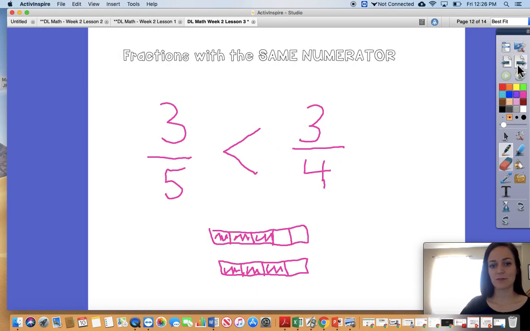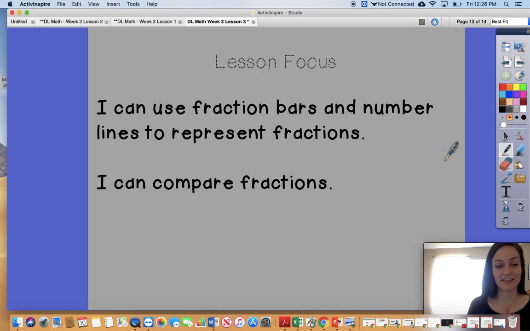Okay, friends, I'm not going to make this lesson any longer than it already was. But by the end of this lesson, hopefully you could use fraction bars and number lines. So if I said 1/3, you'd be able to draw it on a number line. And you also can compare fractions with different numerators and different denominators.